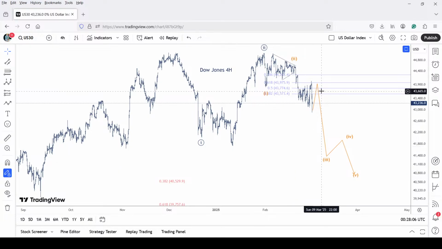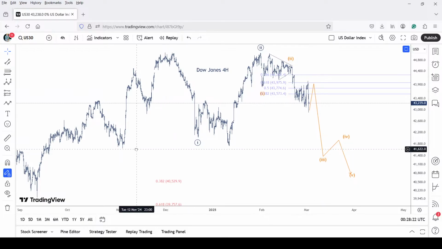So from a trading point of view, you can take partial profits here. It's around 800 points almost. And once again, when it reaches 43,800 to 44,000, we can go and sell again. All right, that is the Dow Jones.